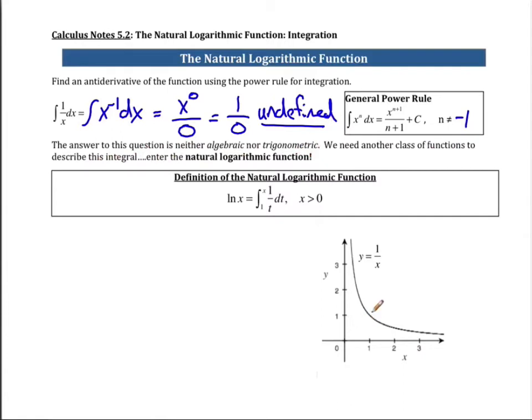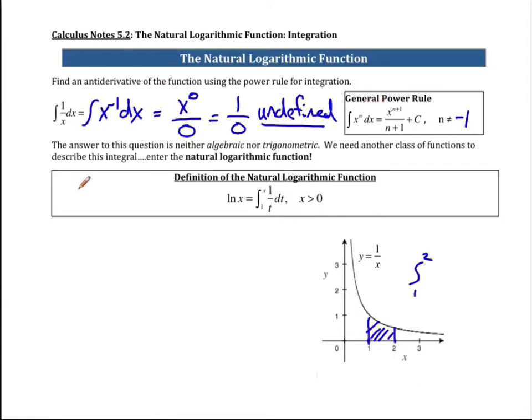Okay, now we know that this integral must exist because here is the graph of 1 over x, right? And if we just took any integral, so this would be like the integral from 1 to 2, you can see that this indeed does have an area. So it just doesn't mean that this is undefined. There is an answer to it. It just is not going to be found using the power rule.